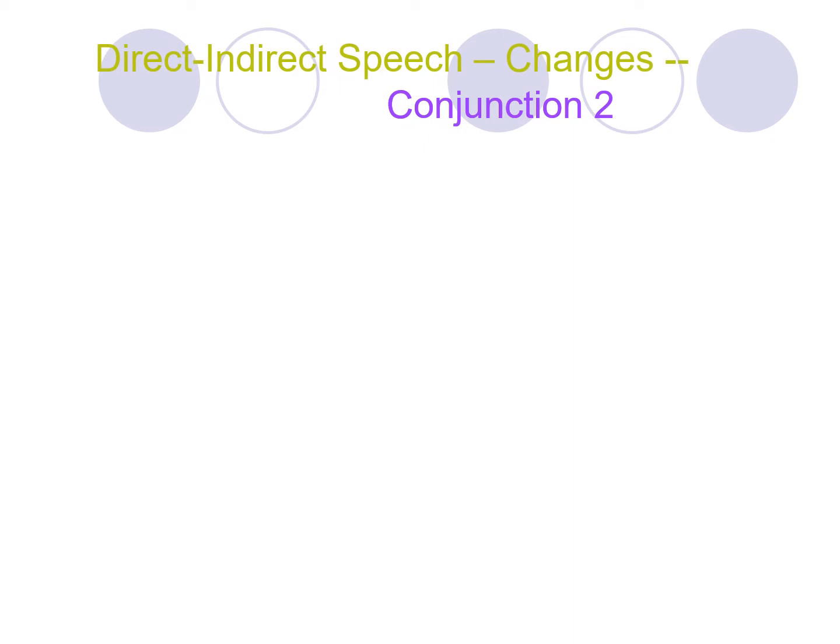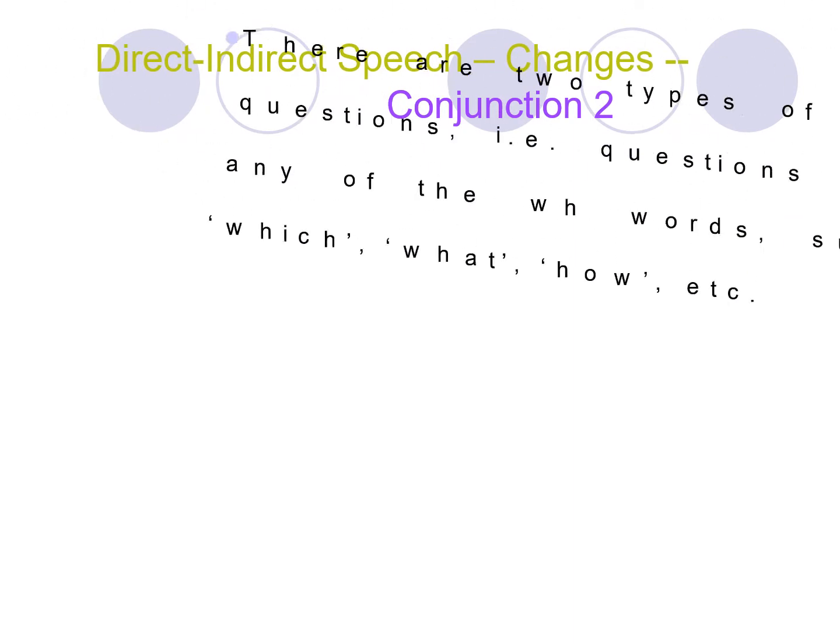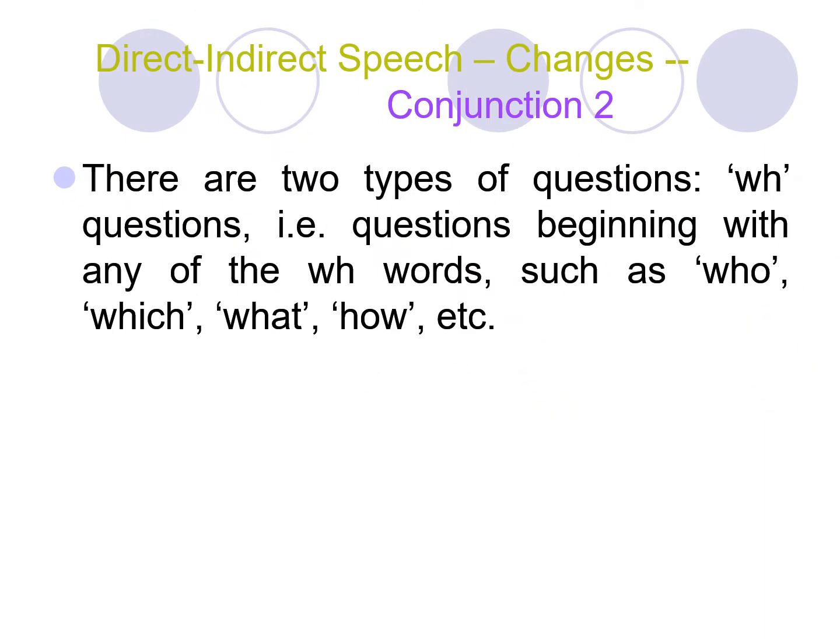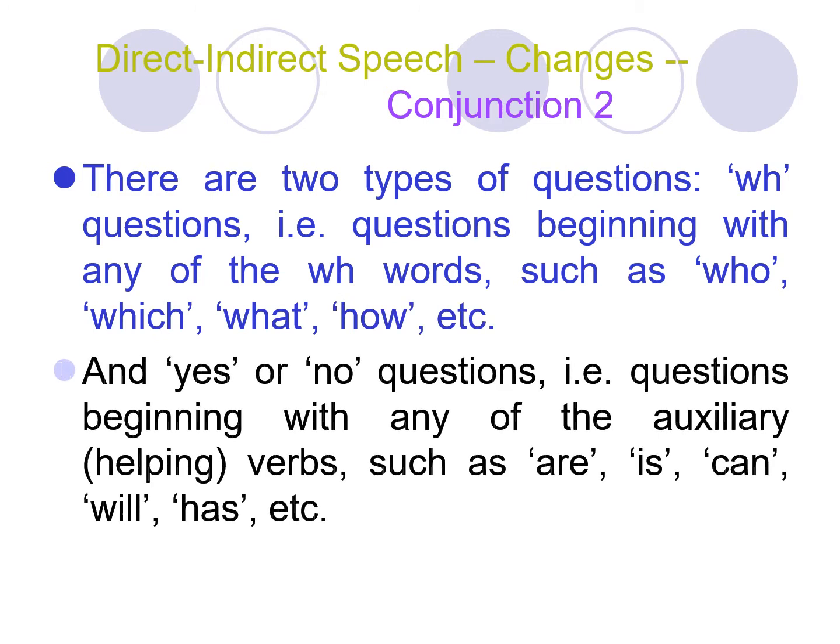Direct indirect speech changes in conjunctions, part 2. There are two types of questions. WH questions, that is questions beginning with any of the WH words such as who, which, what, how, etc. And yes or no questions, that is questions beginning with any of the auxiliary or helping verbs such as are, is, can, will, has, etc.